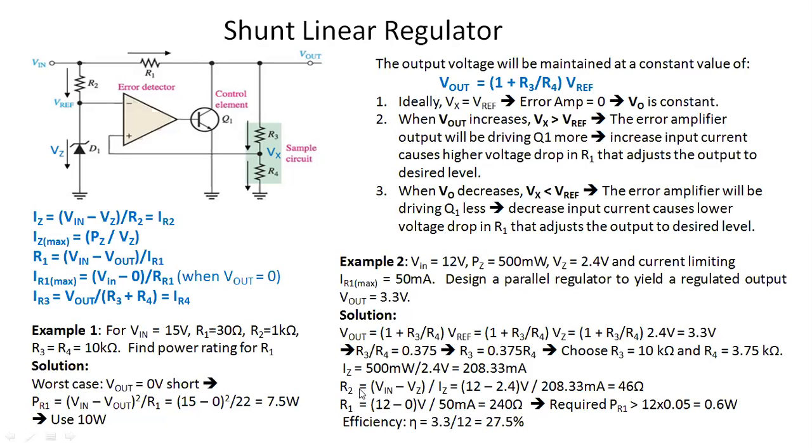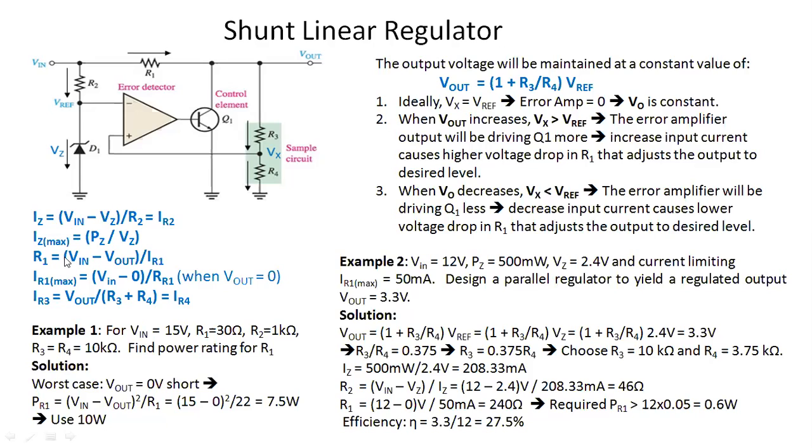Okay, when we are solving for the R2, we are having the formula V in minus Vz upon Iz. We are having all these values, so we can put, you can solve. We are having the value for V in, they have given 12 volt. You can take 12 volt. We are having the value for Vz 2.4. So you can take 12 minus 2.4 and Iz just we have solved. So we can take upon 208.33 into 10 raised to minus 3 ampere. If you solve this, you will get R2 as 46 ohm.